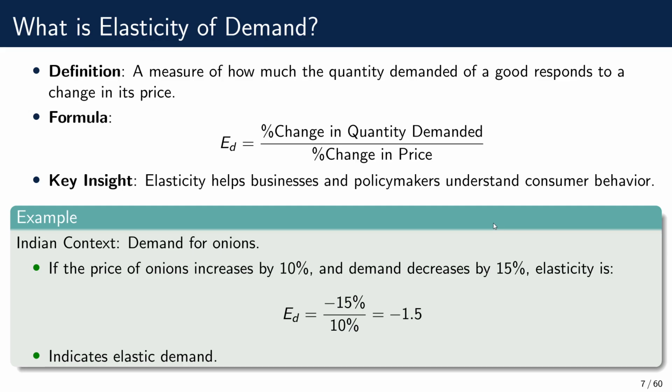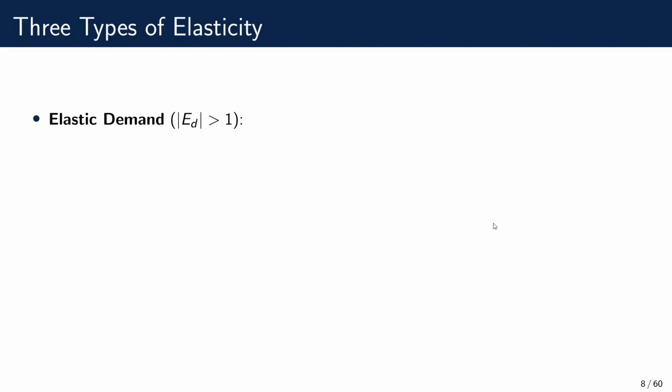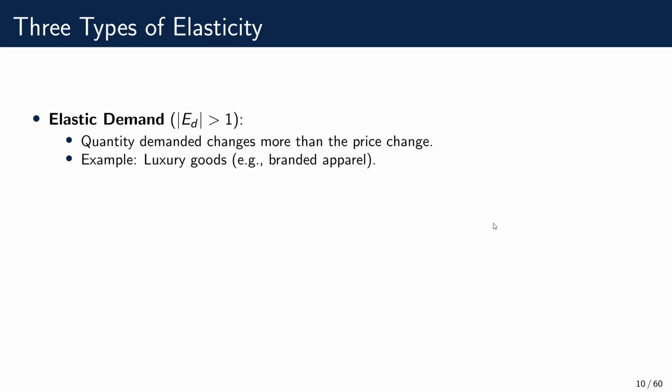So how am I saying that it indicates elastic demand? There are some criteria. There are some types of elasticity. The very first type is elastic demand, where the mod of E is greater than 1, which represents that quantity demanded changes more than price changes. Example, luxury goods. Right? The demand changes more than the price changes.